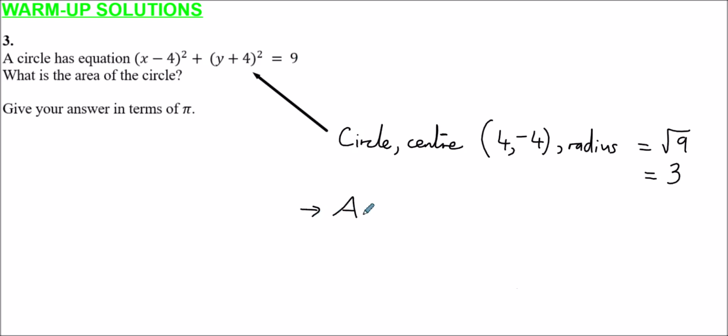So therefore the area of this circle is pi r squared, obviously. So pi multiplied by 3 squared, which is pi multiplied by 9, which, leaving it in terms of pi, just gives us 9 pi.